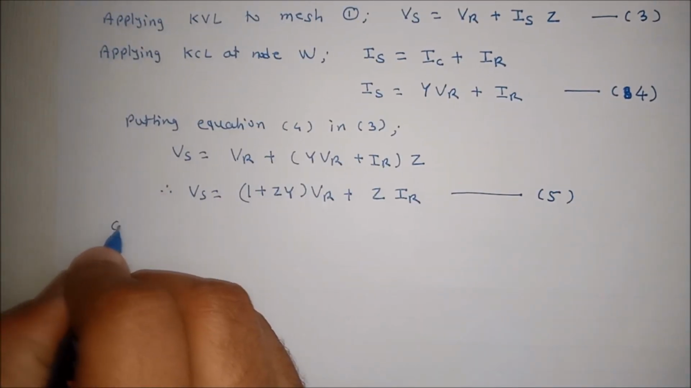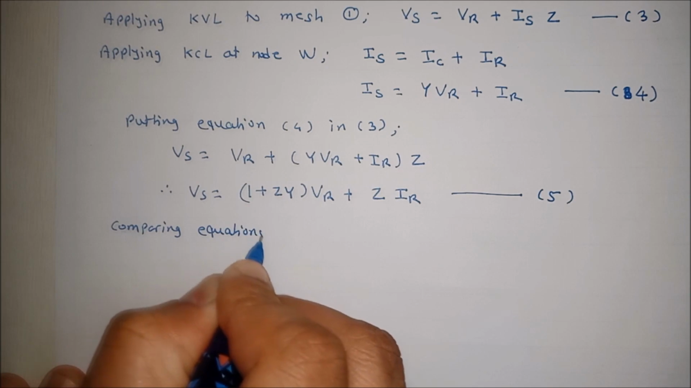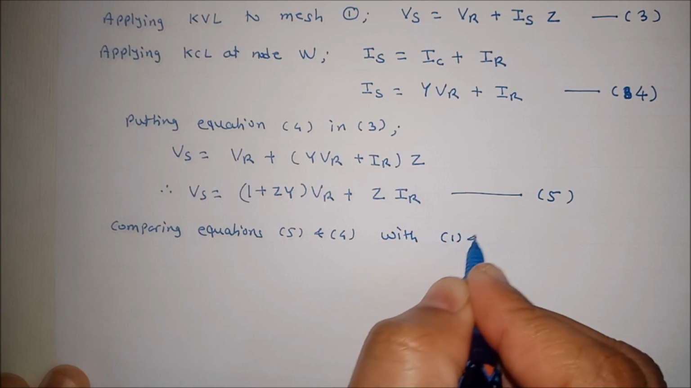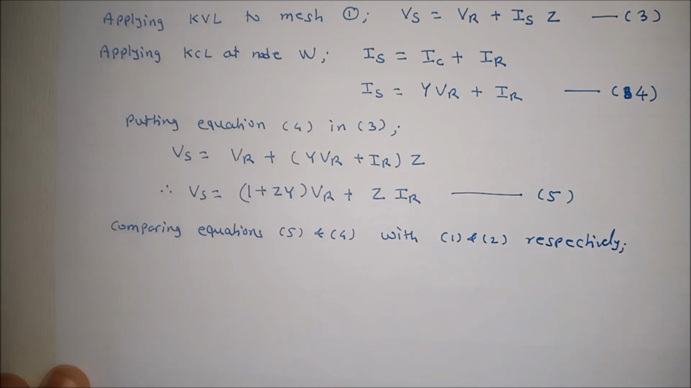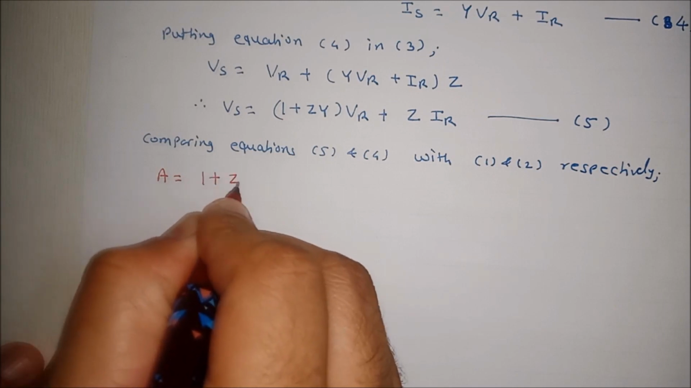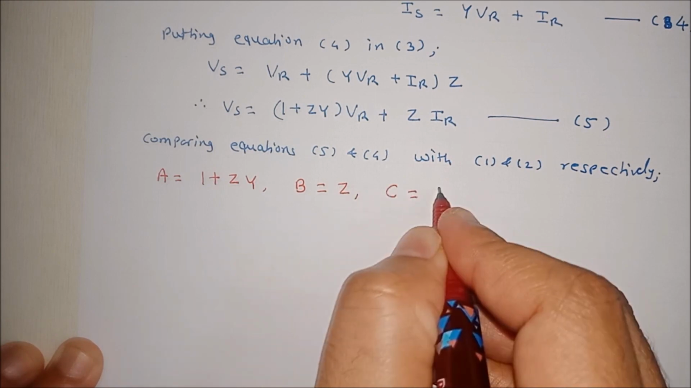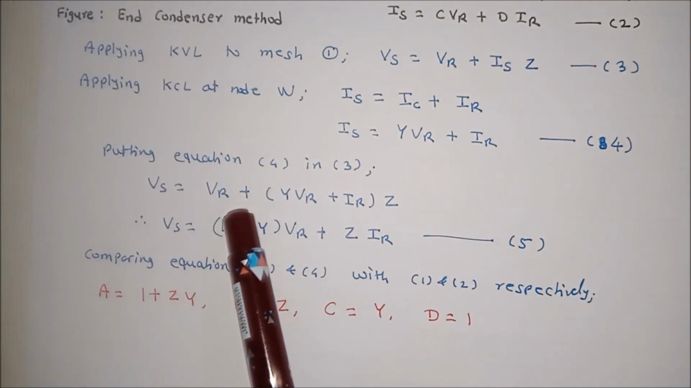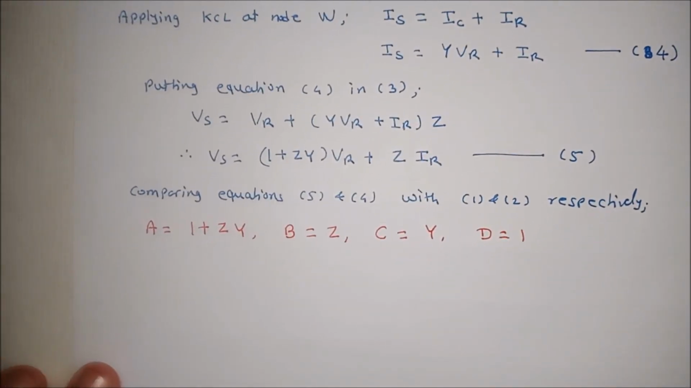Comparing equations 5 and 4 with 1 and 2 respectively, we will get the ABCD parameters. So what will be A? A will be equal to 1 plus ZY. What will be B? B is Z. What is C? C is Y. And what is D? D is 1. So this is A, this is B, this is C, this is D.